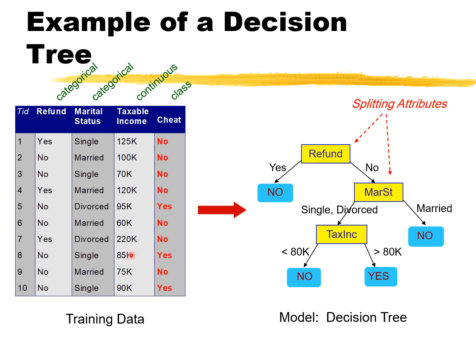It's more than 80,000 here. Less than 80,000 but married does not apply here. So they choose 80,000. You could say less than 75,000. That would be okay, because it's already within this category, single or divorced. But they choose 80,000, so it's fine, no problem. 80,000 or less, then no. More than 80,000, then yes. If their taxable income is more than 80,000, then it's more likely they will be cheating. So this is how we constructed the decision tree from this training data.